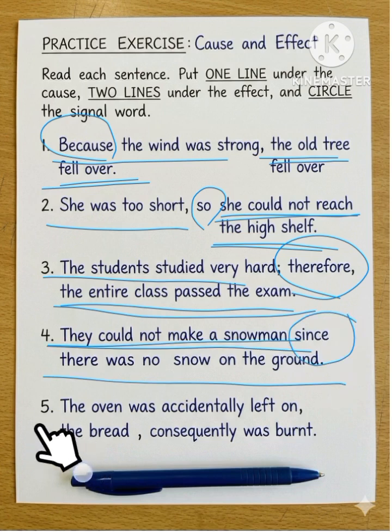Sentence number 5. The oven was accidentally left on. The bread consequently was burnt. Where is the signal word here? Yes, the signal word is consequently. Does it tell us about the cause or the effect? Yes, consequently means as a result. It tells us about the effect. Okay, what is the cause? Yes, the cause is the oven was accidentally left on.